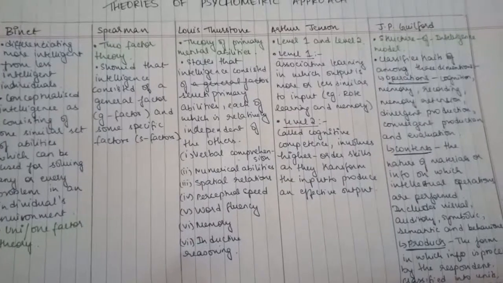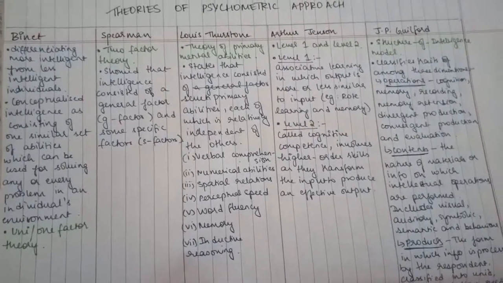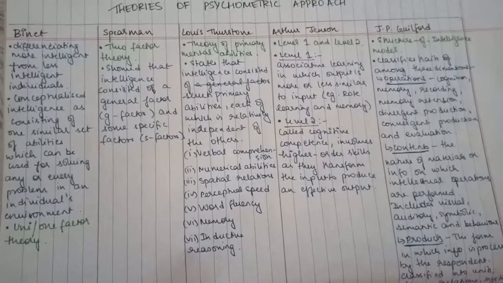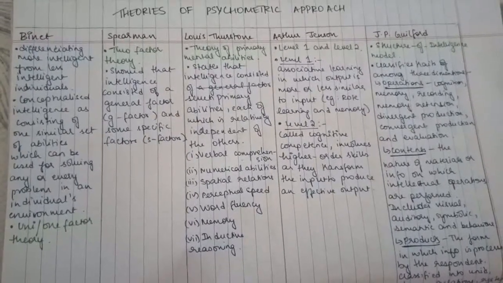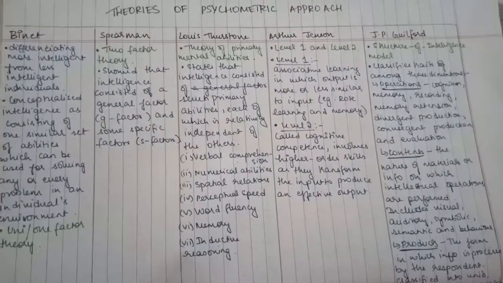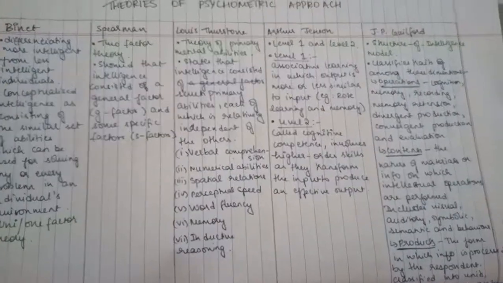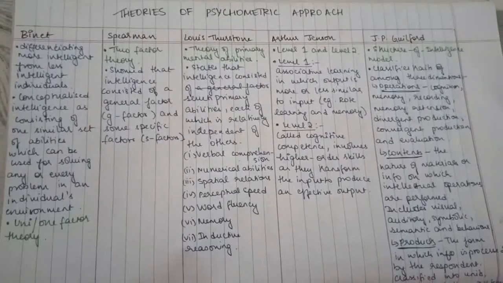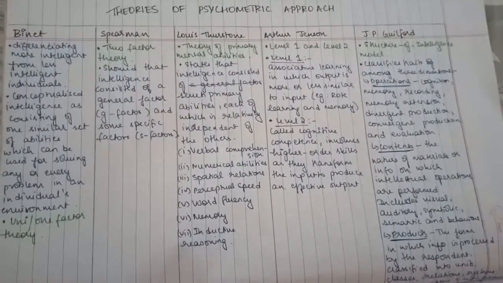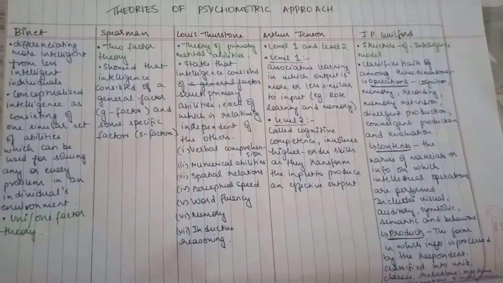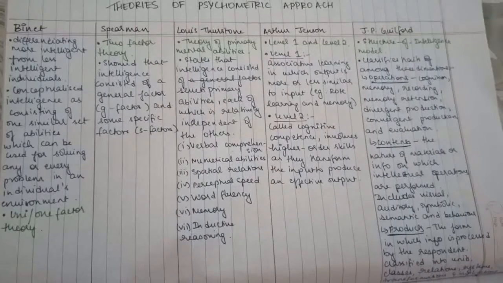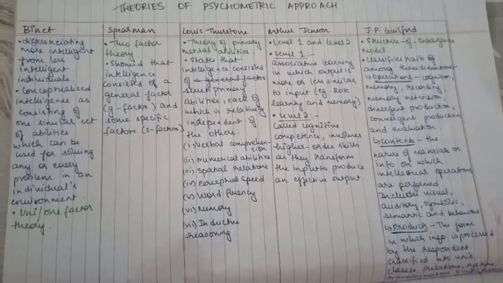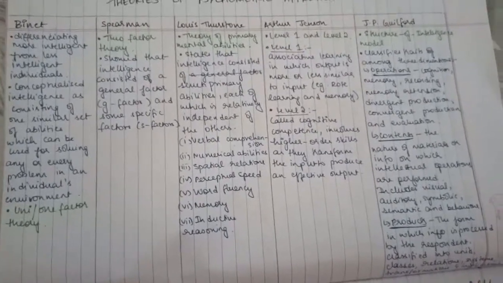Coming to Spearman. So how was Spearman's theory different from Binet's? Spearman said that intelligence consisted of one general factor, the G factor, and then some specific factors called S factors. So now he divided intelligence into two parts. That's why it was called two-factor theory. Here Binet said it was one factor and Spearman said it was two-factor. So Spearman's thing is called two-factor theory. He showed that intelligence consisted of a G factor and an S factor. The two parts are towards intelligence.